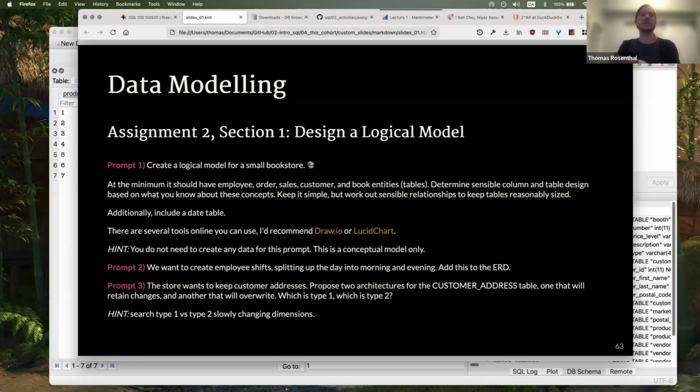So determine what columns make sense based on what you know about a bookstore or an online bookstore. Keep it simple. Just work out the relationships and keep those tables reasonably sized. I don't need 500 columns to describe your books. It's just not needed. Also include a date table. We'll get to date tables a little bit, but if you look up web search date table SQL, you'll see lots of examples of date tables. It's a great way to familiarize yourself with date tables. They're very powerful SQL tools.